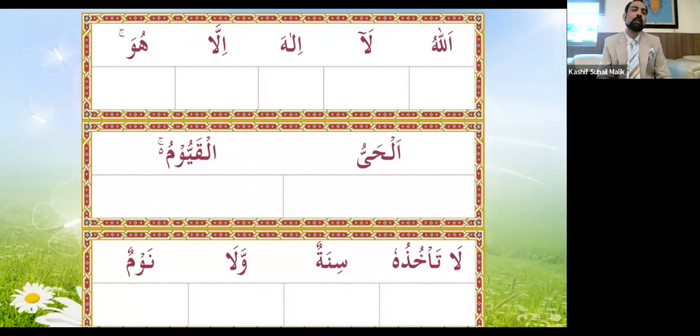So Al-Hayy, Al-Qayyum. Now, we have not translated it, but I am sure you can tell me what these are: ism, fi'l or harf? Noun. Exactly, these are nouns. Ism. Great, mashallah. Qayyum is also a noun. La ta'khuzuhu. Now, la is a separate one. How many parts does ta'khuzuhu have? Three parts are there.